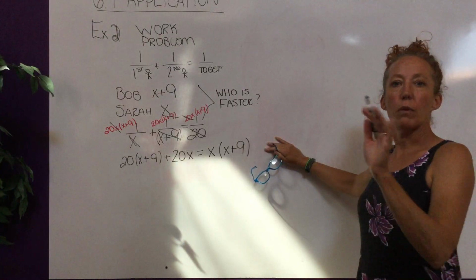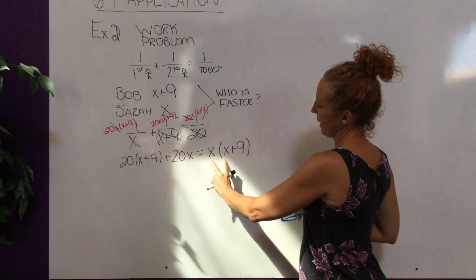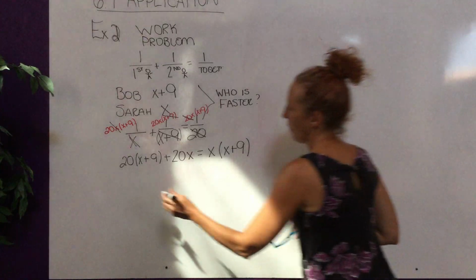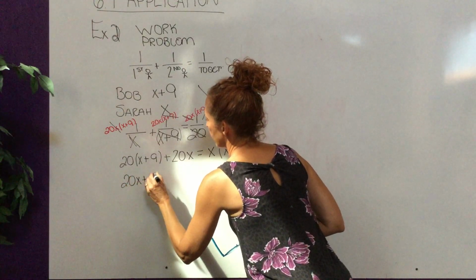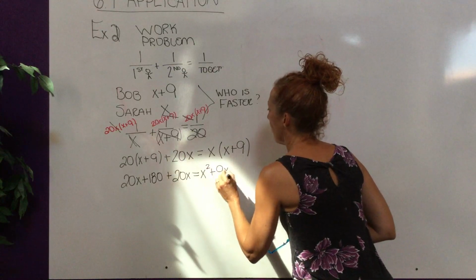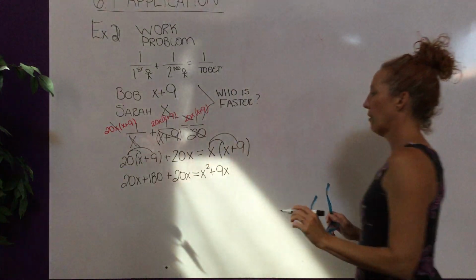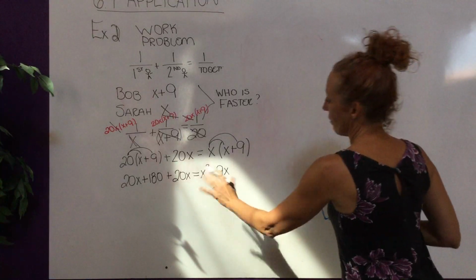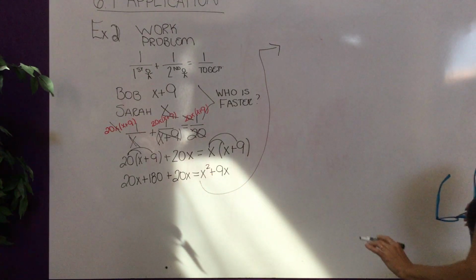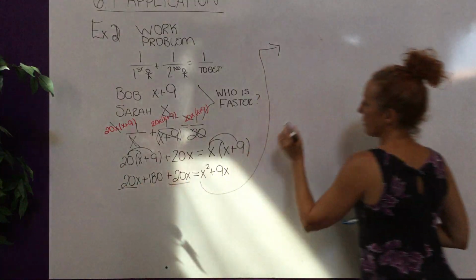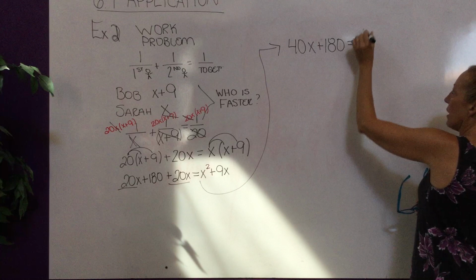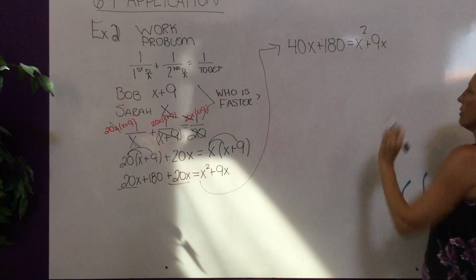All right, we're going to distribute. We're going to gather like terms. You can see right here we're going to end up with an x squared. So we should anticipate having to factor. Here we go. So 20x multiply through plus 180 plus 20x equals x squared plus 9x. Just distributing here and distributing there. I'm going to bring it up to this side. I don't know how low my camera is going. And that glare. 20x plus 20x is 40x plus 180 is equal to x squared plus 9x.